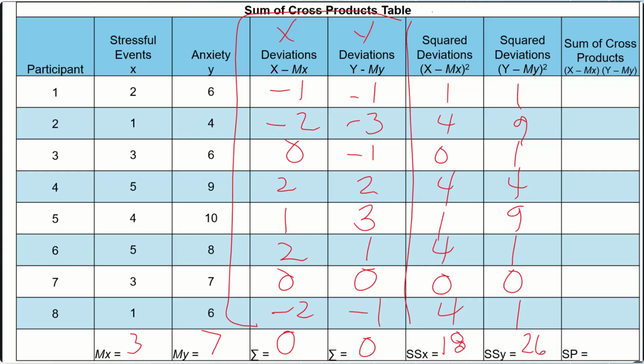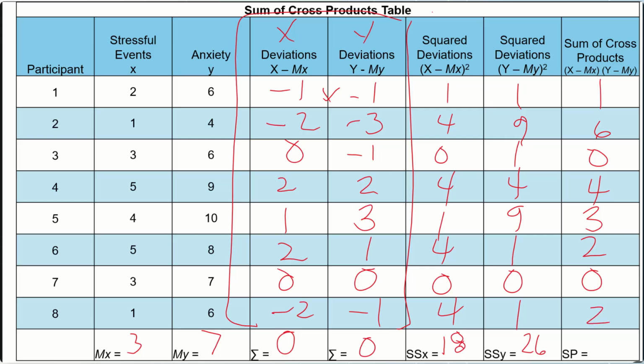Okay, so now we're again going to focus on the last part of the table, and why I say again is we're going back to our deviations column. So we're really just multiplying. So -1 times -1 is 1. -2 times -3 is 6. 0 times -1 is 0. 2 times 2 is 4. 1 times 3 is 3. 2 times 1 is 2. 0 times 0 is 0. -2 times -1 is 2.